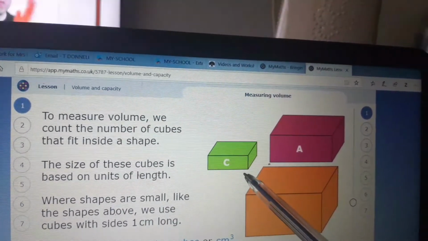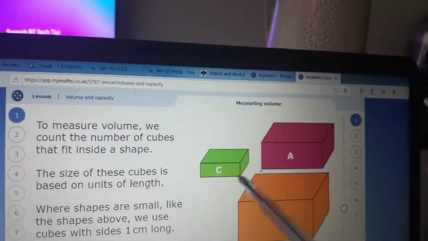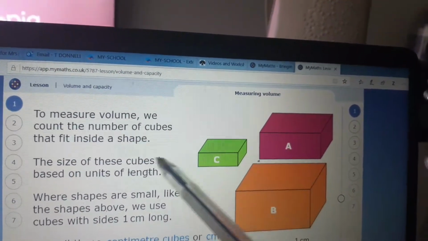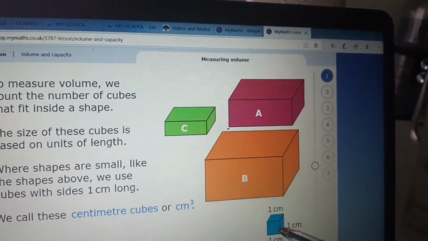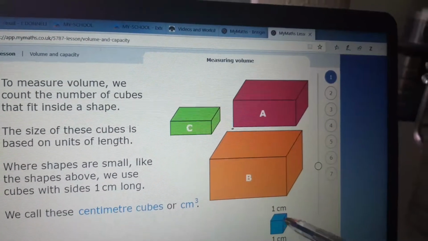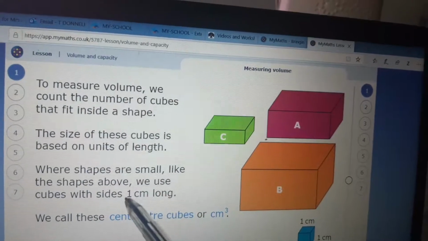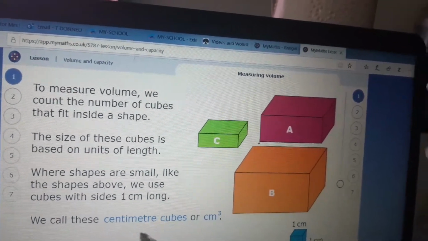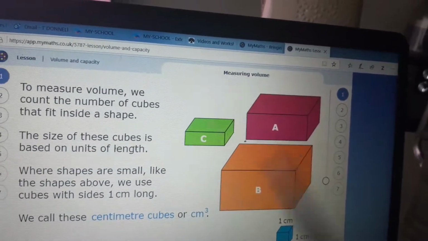In the last video, we talked about the little cubes that would fit inside a shape. So we could fit little cubes inside these boxes. The size of these cubes is based on units of length, and we have looked at units of 1 centimetre so far. There it is down there, 1 cubic centimetre. Our shapes are small, so we use cubes of size 1 centimetre, cubic centimetres. It's important that you get that right.